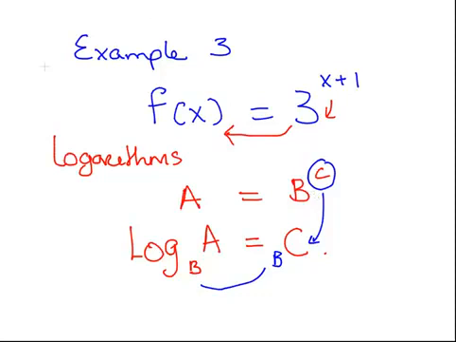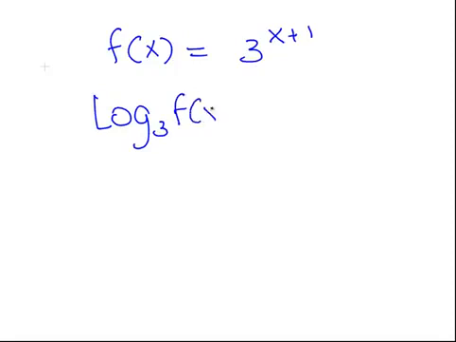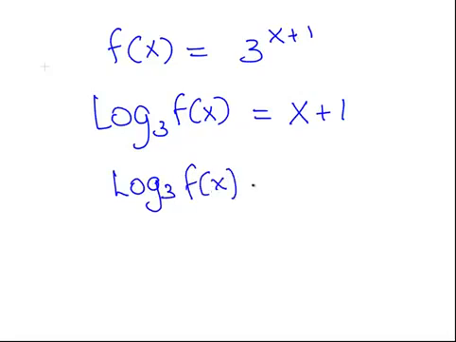So let's go to our f of x equals 3 to the power of x plus 1. Let's do the log roll. So the 3 goes under the log, and the x plus 1 comes down to where 3 was. What we could do now is subtract 1 from both sides. Log of f of x to the base 3, minus 1, equals x.